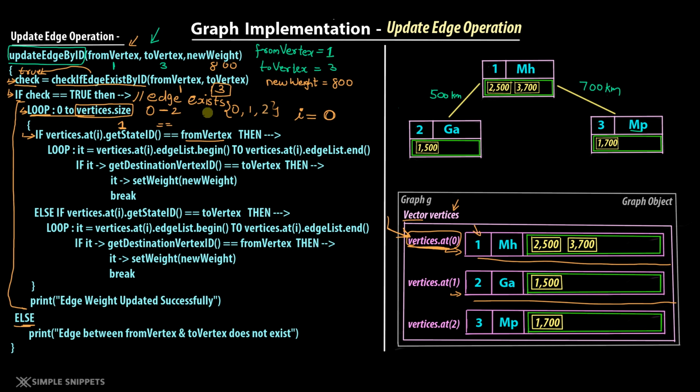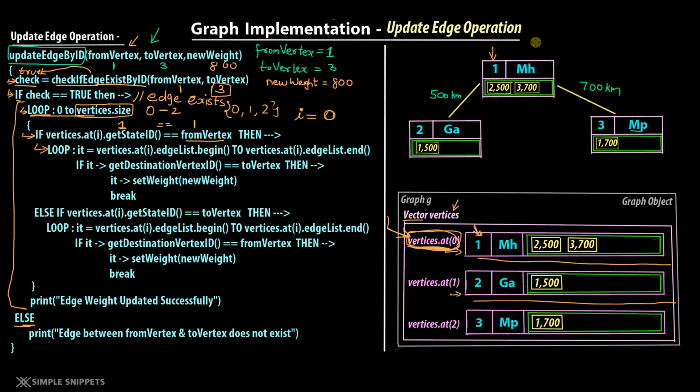You can see it over here. So is 1 equal to 1? Yes. So now we will go inside this if block, and now we are basically at the very first vertex, and that vertex has matched the from vertex, correct? The from vertex id we passed is 1, Maharashtra's id is 1, and the very first element in the vertices vector also has id 1, correct? So we've got a match.